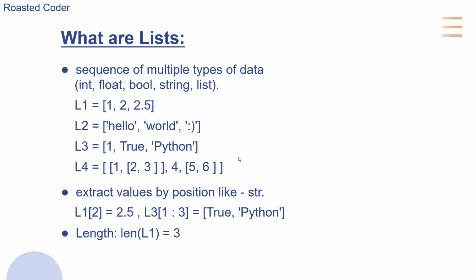Lists are sequences of multiple types of data, which can contain int, float, even bool, string and list also. You can see an example here. L1 contains numbers, int and float type, and L2 contains string type of data, and L3 contains number, boolean and string type of data. L4 contains list type of data. We can extract values by positions like we have done in string.